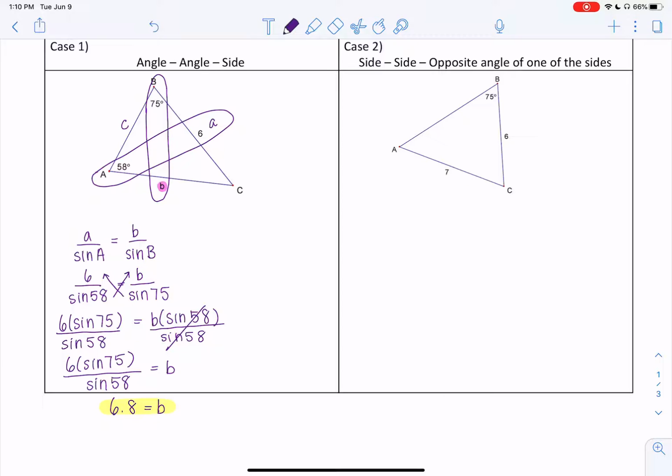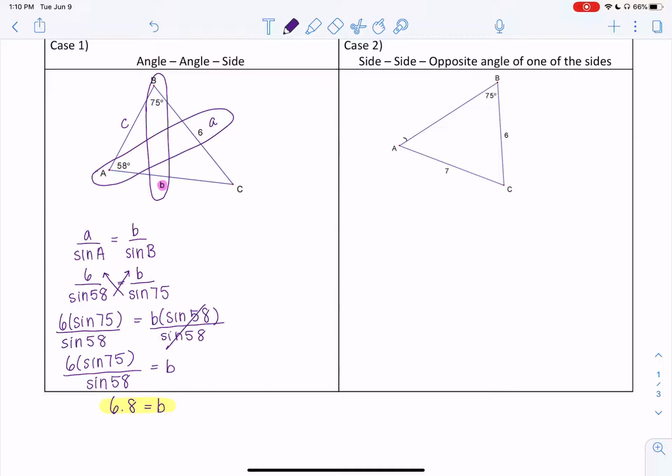So my process is I'm going to start by labeling my triangle. So I have my capital letters and I'm going to be looking for angle A. This is the angle that I'm looking for right here. So let's label our triangle. So across from big A is little a. Across from big C is little c, and across from big B is little b.